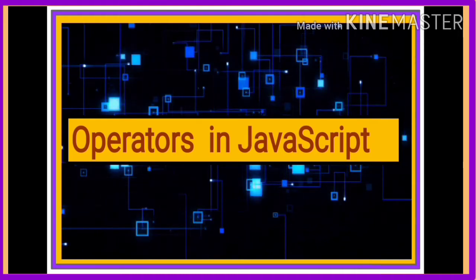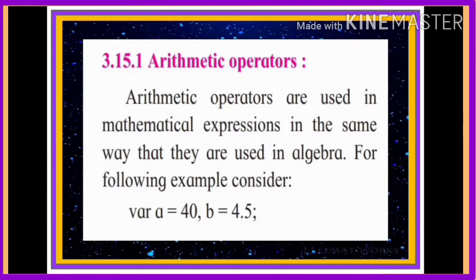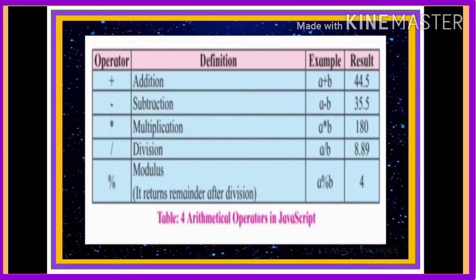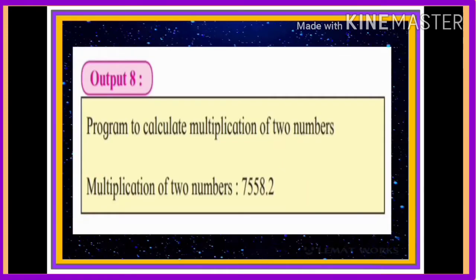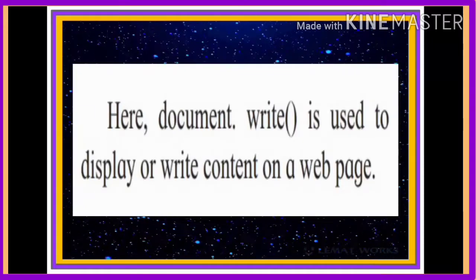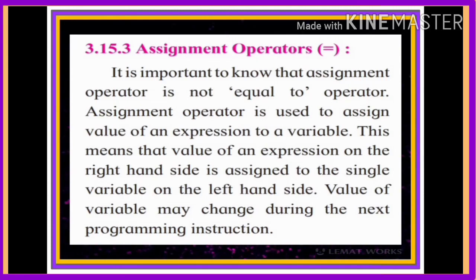Students, in this part we have seen the operators in JavaScript, arithmetic operators, addition, subtraction, multiplication, division and modulus operator. Also we have seen one example of arithmetic operator with output. Here document.write is used to display or write content on a web page. Also we have seen the plus operator to join two parts. Plus operator is also known as concatenate operator. Also we have seen the assignment operator.